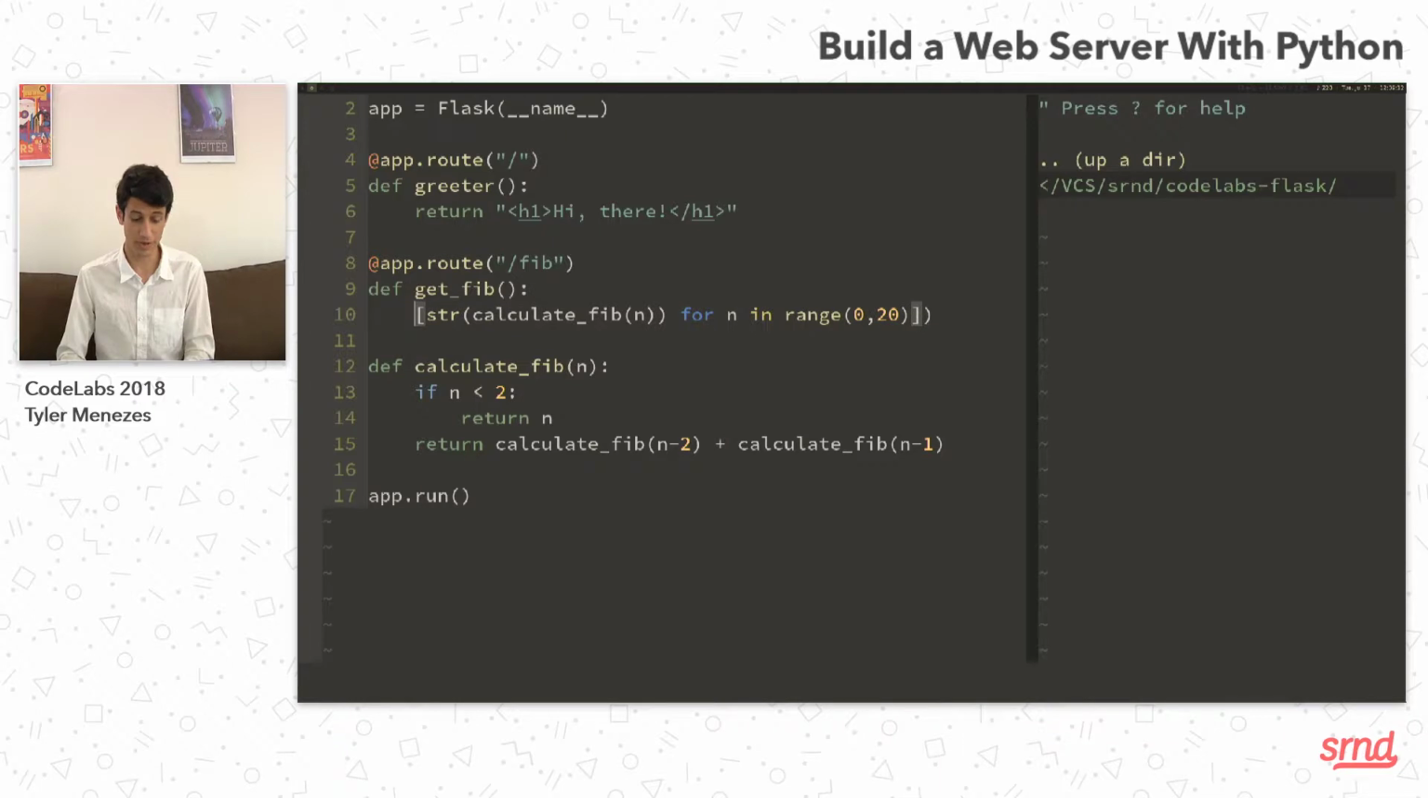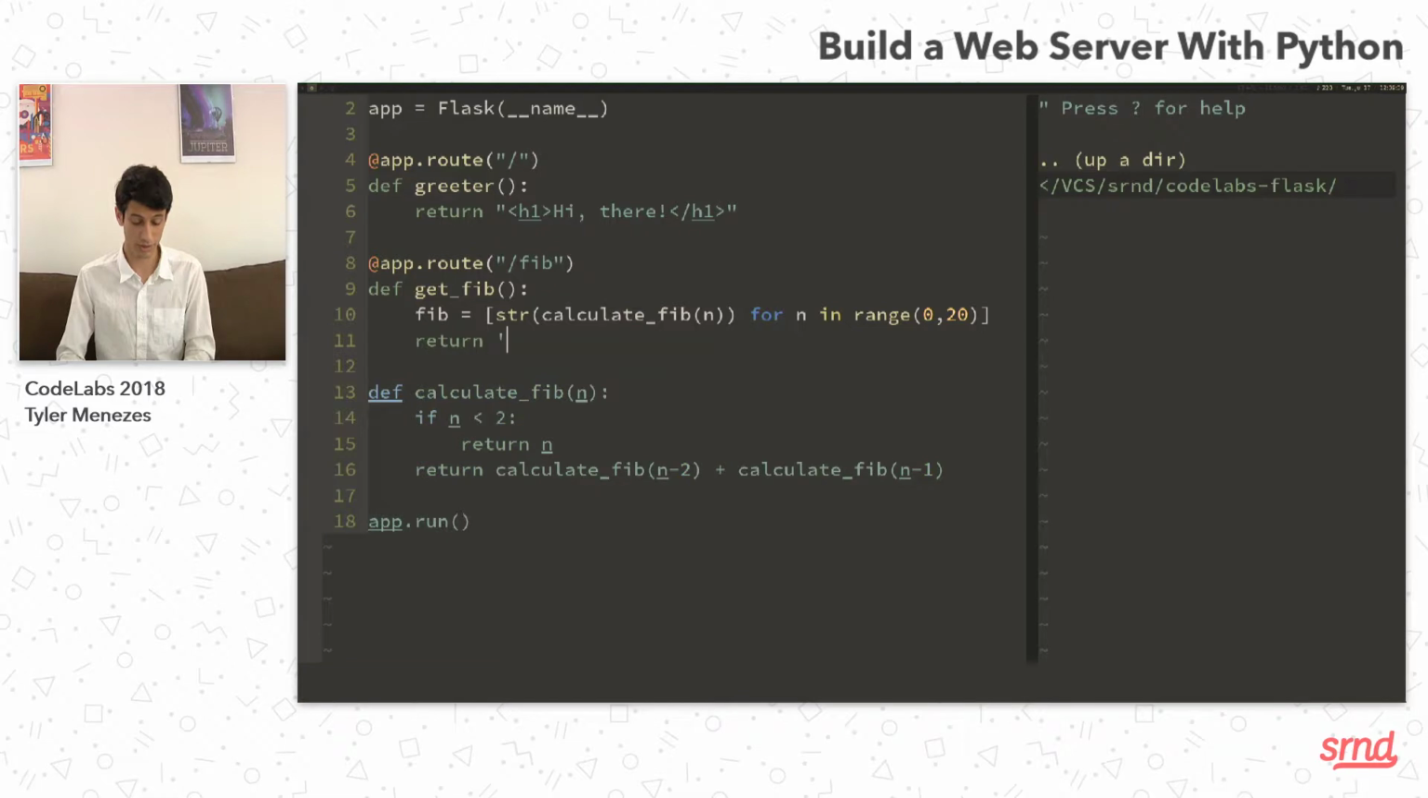We'll use an intermediate variable, right? Or a temporary variable, fib. What this is going to do is basically what Python is going to do is make an array of 0 to 20. And then for each number in that array, which we're going to call n, it's going to call the string function, and it's going to call the calculate fib function.